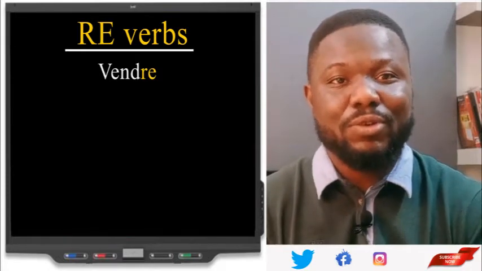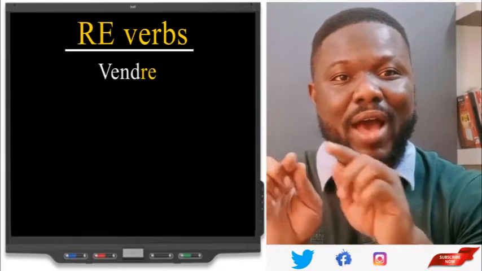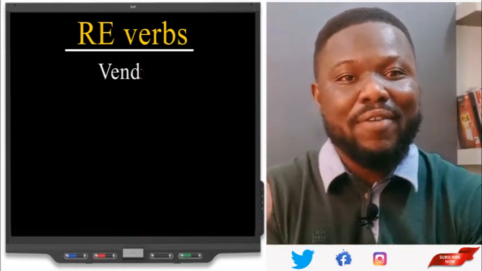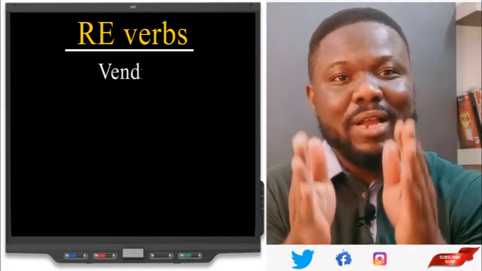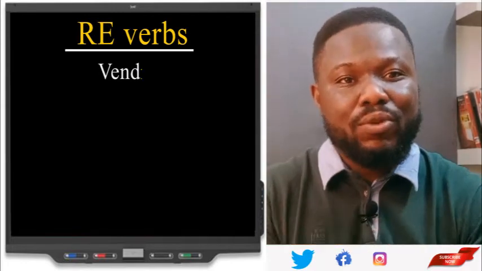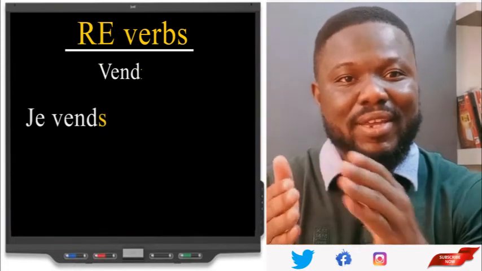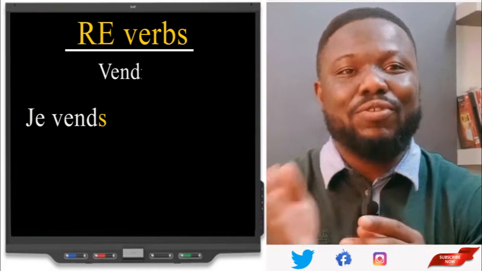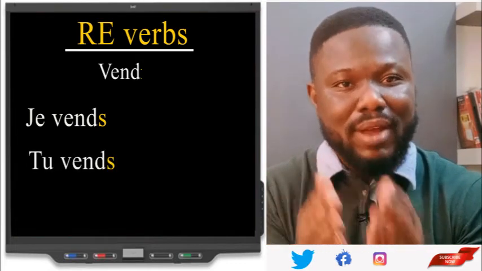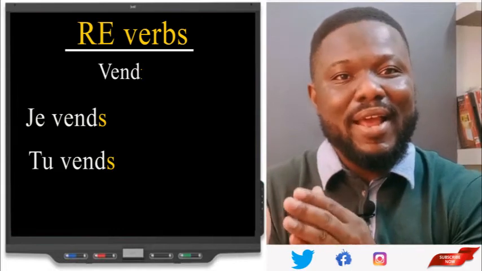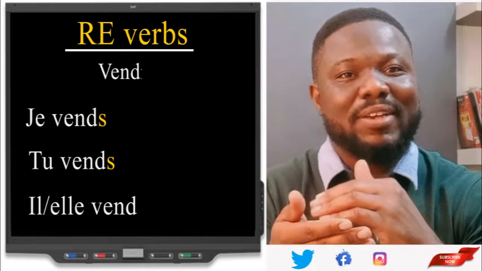Vendre means to sell. So here, V-E-N-D-R-E. So I remove the R-E, I will have V-E-N-D. So to that stem, to that radical, what will I do? I will say, je vends. So je, then V-E-N-D, I add S, so je vends. Same thing for tu vends, I add S. Il and elle au singulier vend, I said add nothing. So that part remains blank.